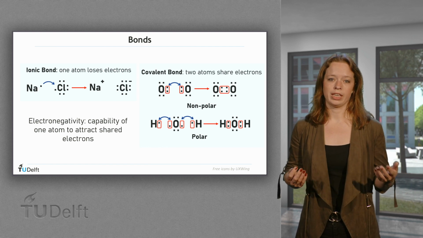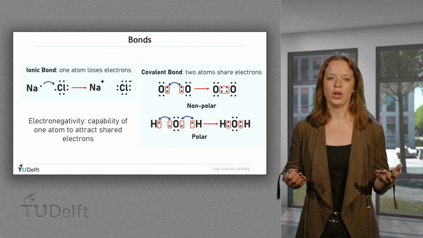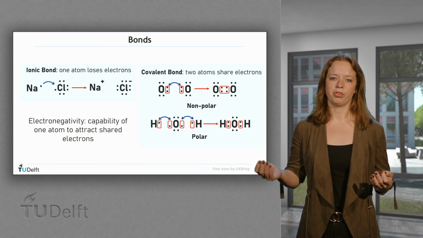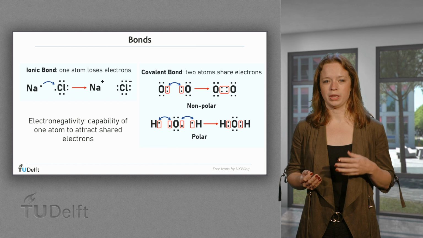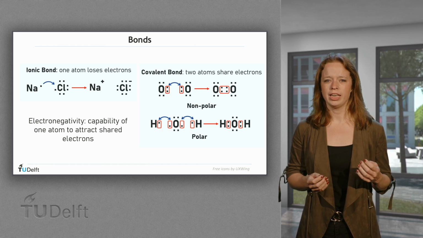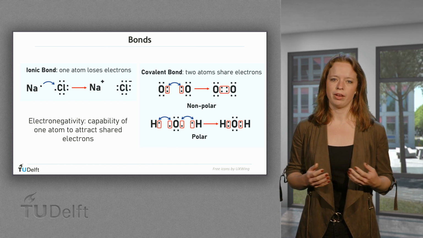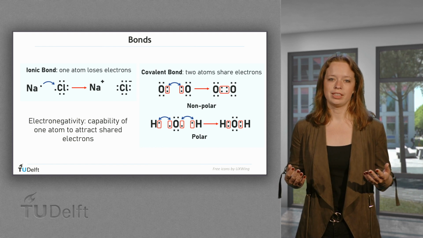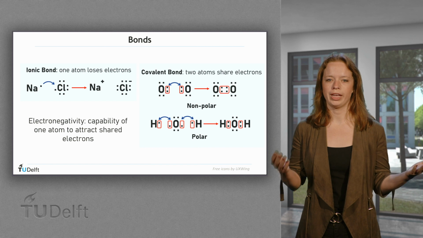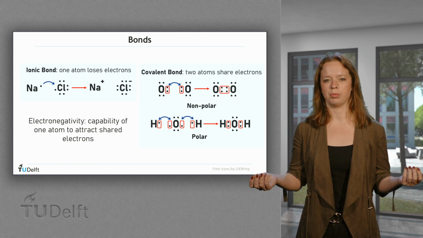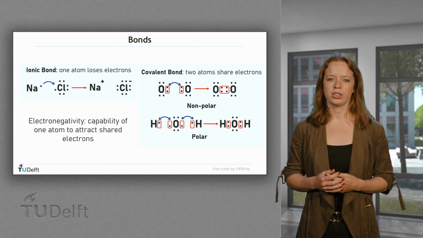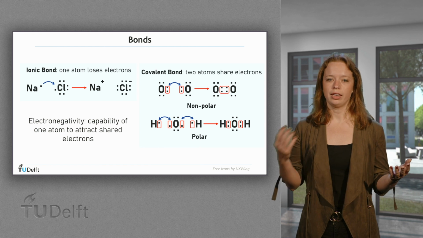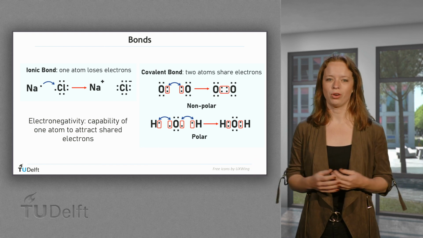If atoms have the exact same electronegativity, we call the bond a nonpolar covalent bond. Atoms with a slightly different electronegativity do not share the electrons equally and form polar covalent bonds. When the valence electrons are completely transferred from one atom to the other, we talk about ionic bonds. These types of bonds are made between an electron donor and an electron acceptor, like sodium and chloride in this example.